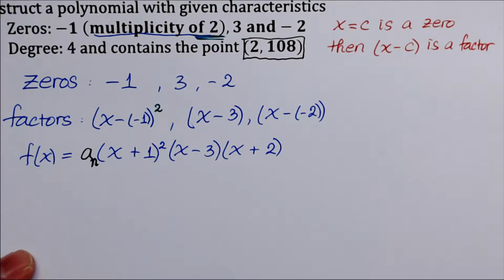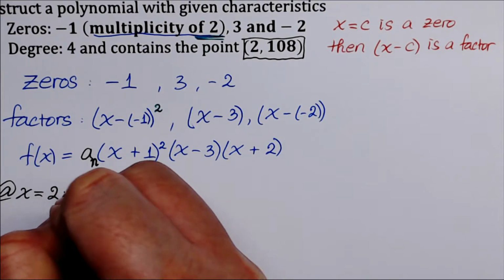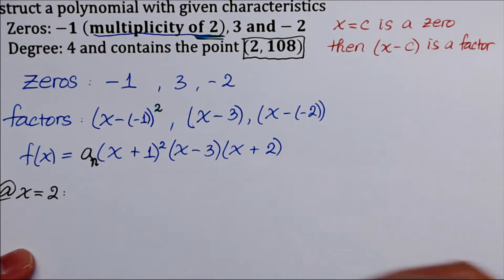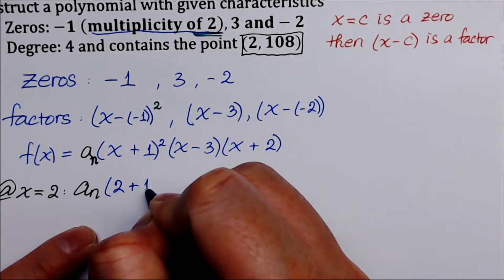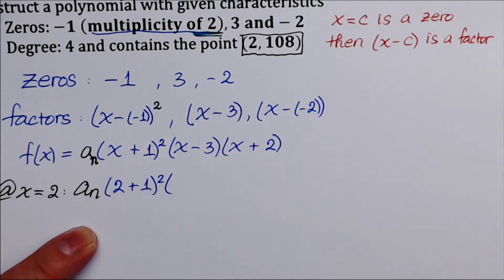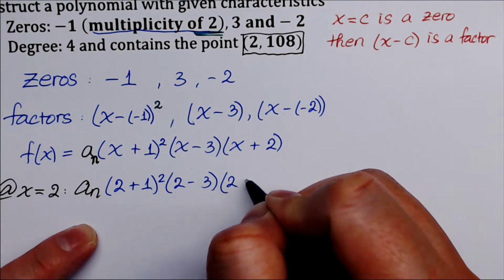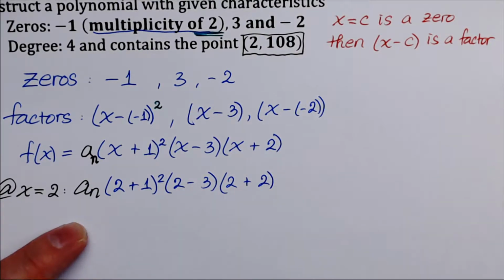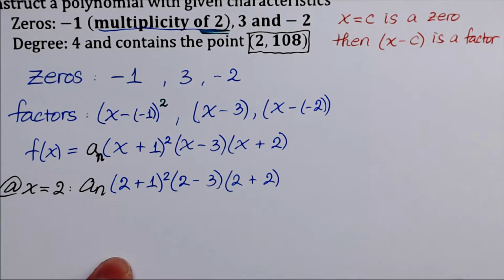So we're going to have at x equal to 2, we still have a sub n here, but we know x equal to 2, so we have 2 plus 1 squared, 2 minus 3, and 2 plus 2. And that's supposed to be equal to 108.